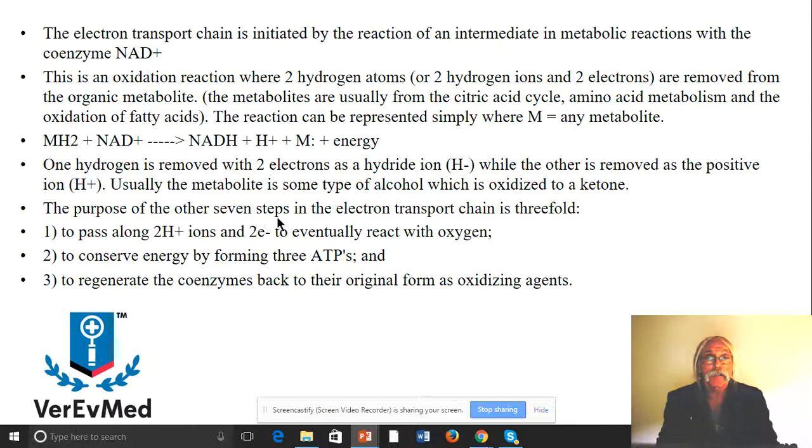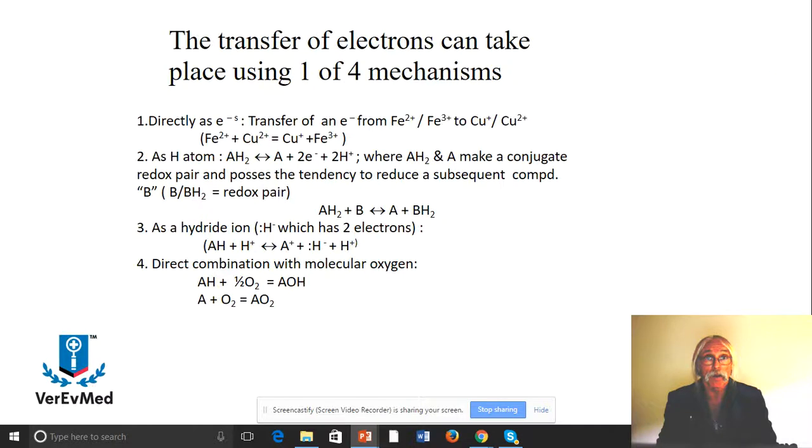The purpose of the other 7 steps in the entire electron transport chain is just to rebuild, right? So you're going to pass along those protons and electrons to eventually react with oxygen. You're going to reduce oxygen to water. You're going to conserve energy along the way. It's not going to be perfectly conserved, of course, because you're dealing with biological systems. So you're going to make 3 ATPs, though, which is a really good amount, considering the oxidation you're doing. And you're going to regenerate all those coenzymes so that you can go back to being oxidizing agents and carry on and facilitate the ETC, that's the electron transport chain.